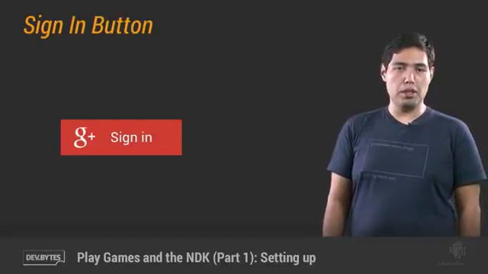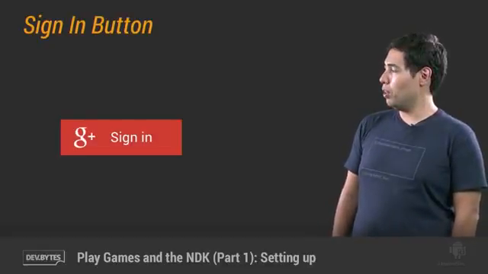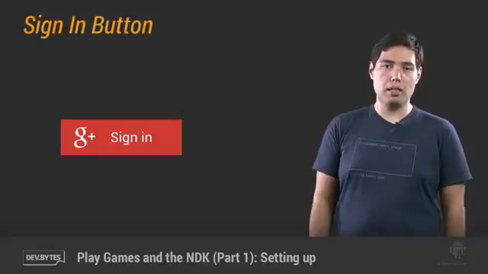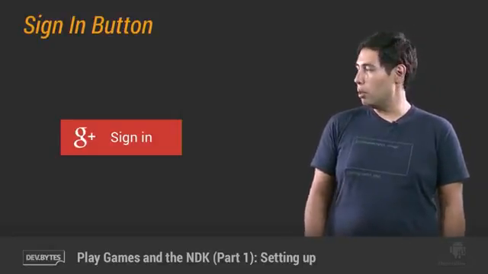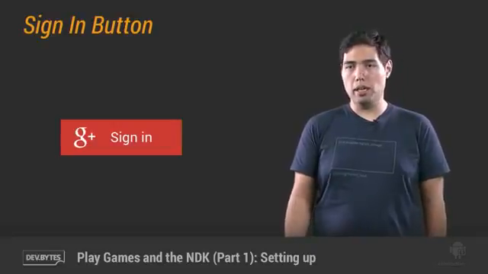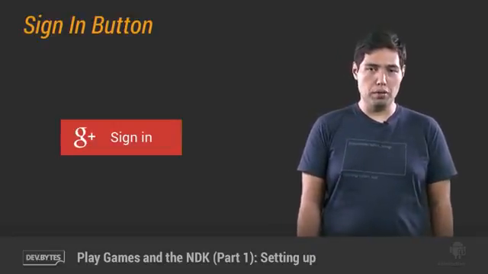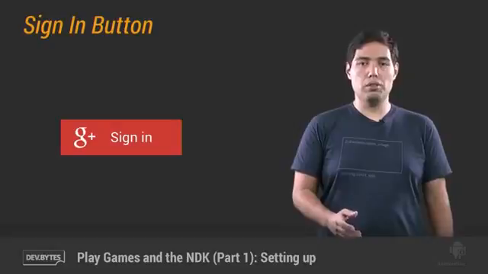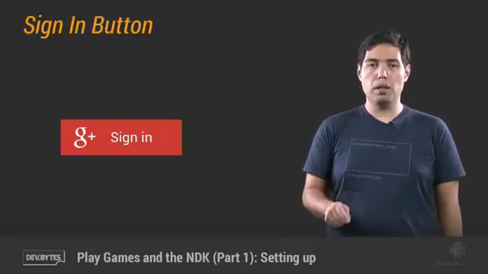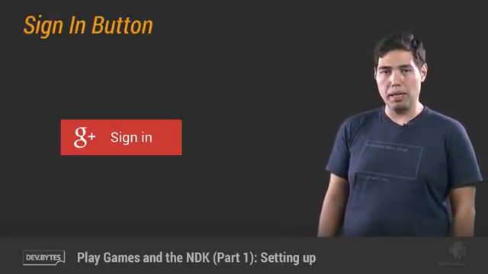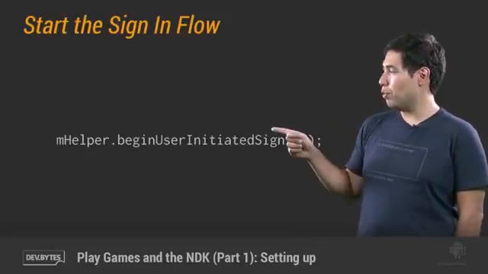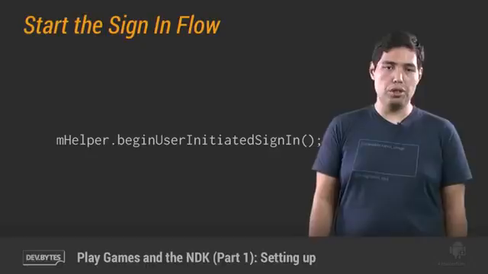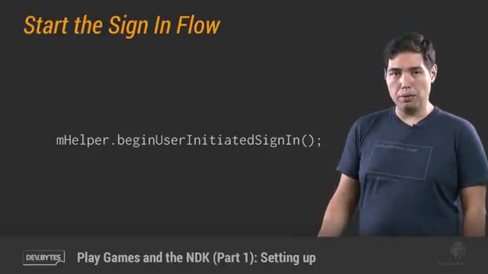After you're done setting up the JNI, you're probably going to want to have a sign-in button somewhere in your game. The sign-in button pretty much looks like that. You have some liberty to customize it, but when the player clicks on it, you should start the sign-in flow. The sign-in flow is the whole set of dialogues that the player has to click through to actually authorize your game to access the Play Games API. So when the user clicks that, what you want to call, in Java of course, is mHelper.beginUserInitiatedSignIn. That's going to begin the whole sign-in flow.